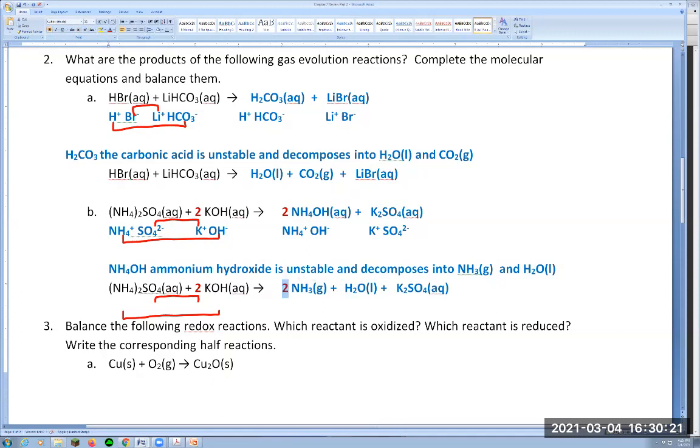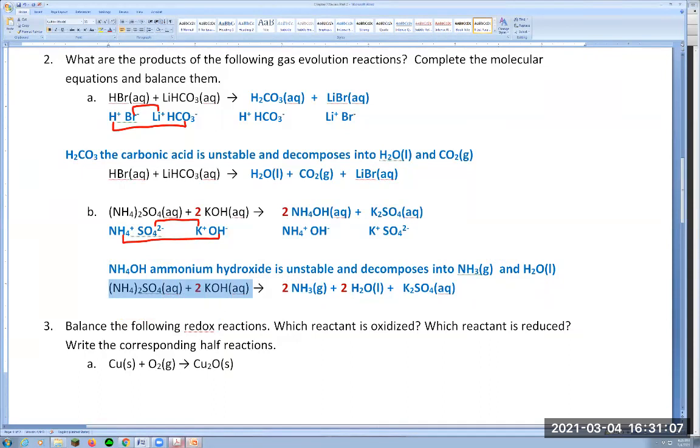So let's pay attention to the coefficient of 2 that was in front of the ammonium hydroxide. If we have 2 ammonium hydroxide, then we will make 2 ammonia, and we will also make 2 molecules of water. Remember how we said for each ammonium hydroxide molecule, you're making 1 ammonia, 1 water. So if you have 2 ammonium hydroxide, you will make 2 molecules of water and 2 ammonia. And so that's actually the final version of this equation. It shows how it is a gas evolution reaction because you're making a gas from 2 aqueous solutions.